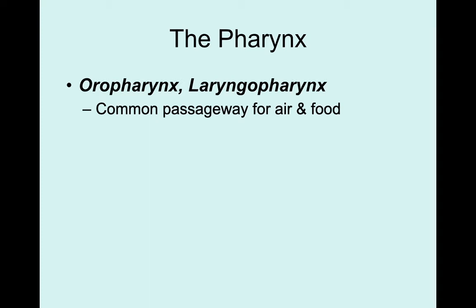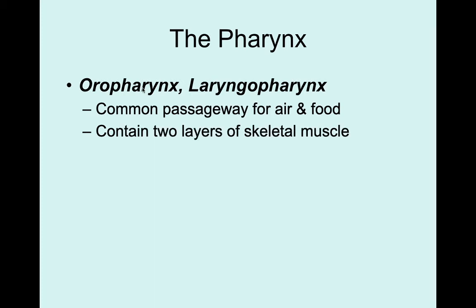So the part of the pharynx behind the nose is called the nasopharynx. The part of the pharynx behind the mouth is called the oropharynx, and the part of the pharynx above the larynx is called the laryngopharynx. So it's this long opening from behind your nose all the way down to the top of your esophagus, and air, food, and drink all pass through it.